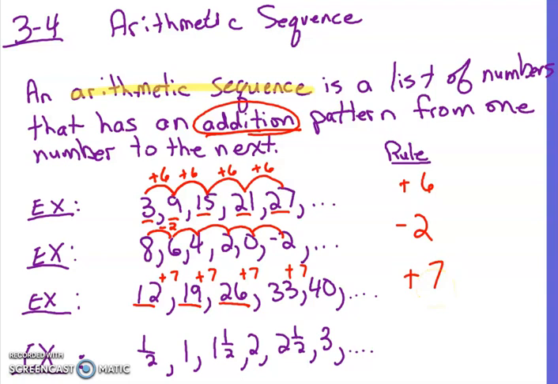And the last example, notice it goes from 1/2 to 1, and then 1 to 1 and 1/2, and then 1 and 1/2 to 2. Well, it looks like it's adding 1/2, and you can see it stays consistent throughout each one of them. And again, that's what an arithmetic sequence is.